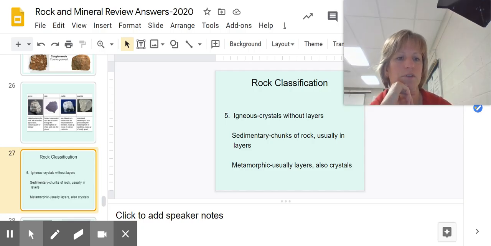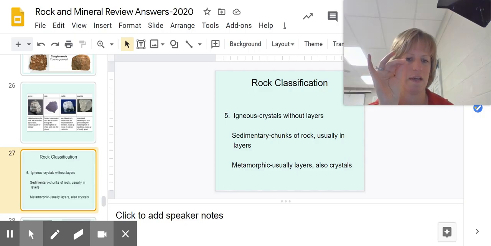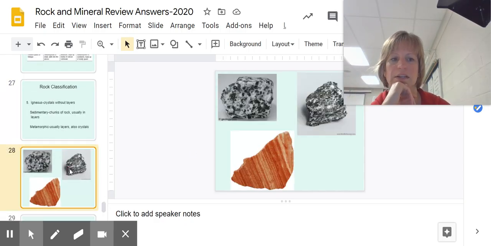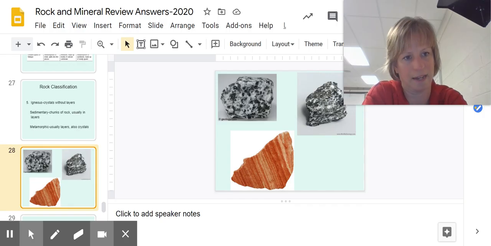Sedimentary rocks, you're looking for little chunks. We're not gonna show you a picture where you need to feel the sediments. You're gonna see obvious chunks of rock. And usually those are layered. And then metamorphic rocks usually have layers if pressure dominates, if it's a regional metamorphism. But you also tend to see crystal formations because of the heat that's involved. So those are your look-fors. Let's study these, okay? So you should be looking and thinking, which is which? And these aren't going to be the exact pictures on your test, but they're similar.